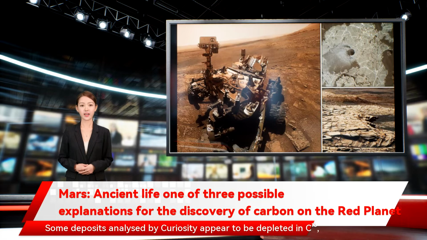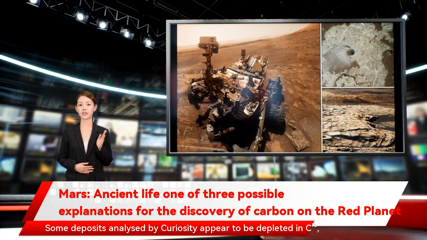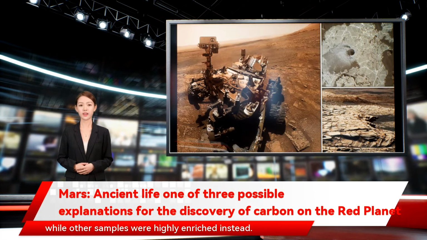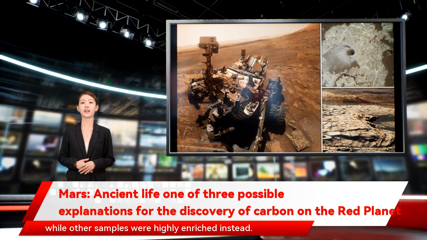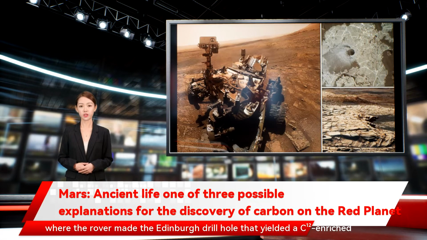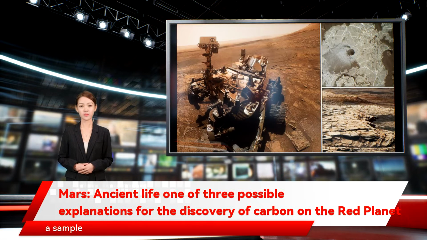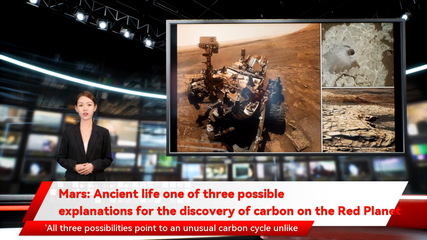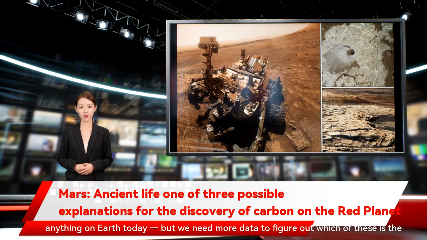Some deposits analyzed by Curiosity appear to be depleted in C-13, while other samples were highly enriched instead. Pictured, the Stimson Sandstone Formation in Gale Crater, near where the rover made the Edinburgh drill hole that yielded a C-12 enriched sample. All three possibilities point to an unusual carbon cycle unlike anything on Earth today.